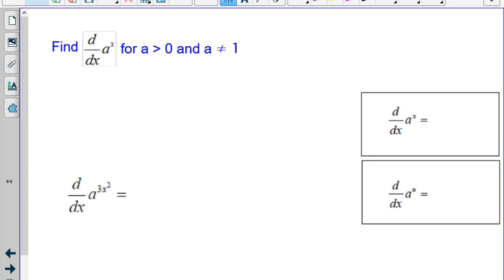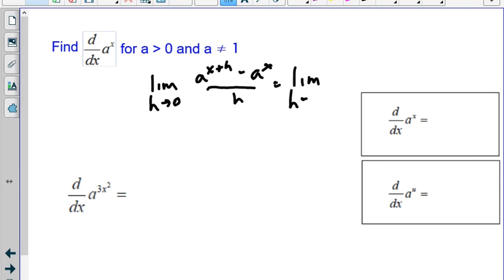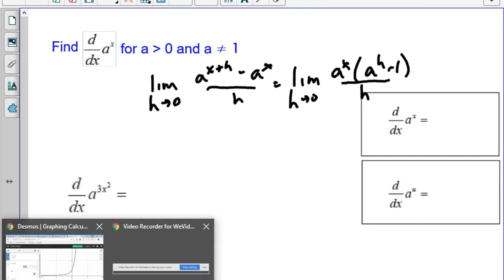Now we're going to find the derivative with respect to x of a to the x, for a greater than 0 and a not equal to 1. So real quick, we'll do another limit definition of this. So this ends up being a to the x plus h minus a to the x all over h, with the limit as h approaches 0. We get the exact same algebra that we had with the e. So limit as h approaches 0 of a to the x times a to the h minus 1 all over h. And now our job is to figure out what goes on there.